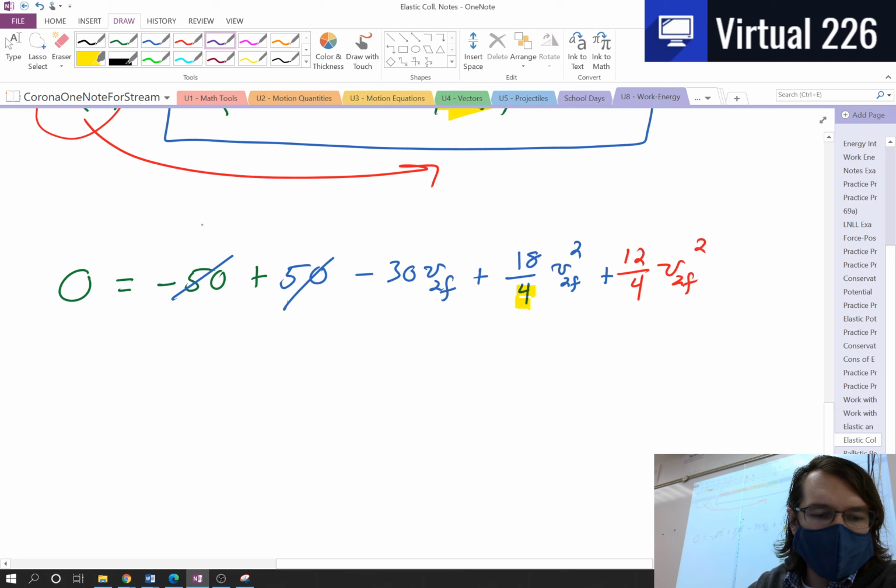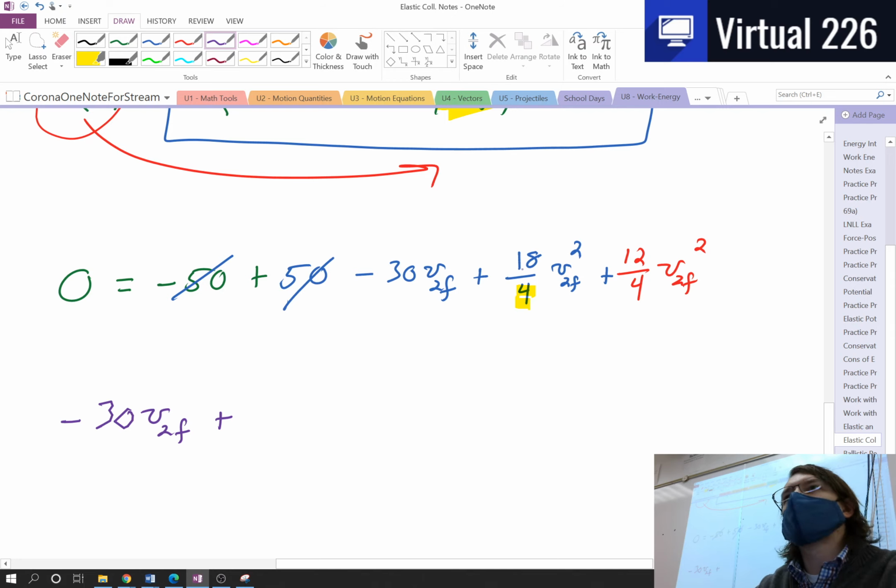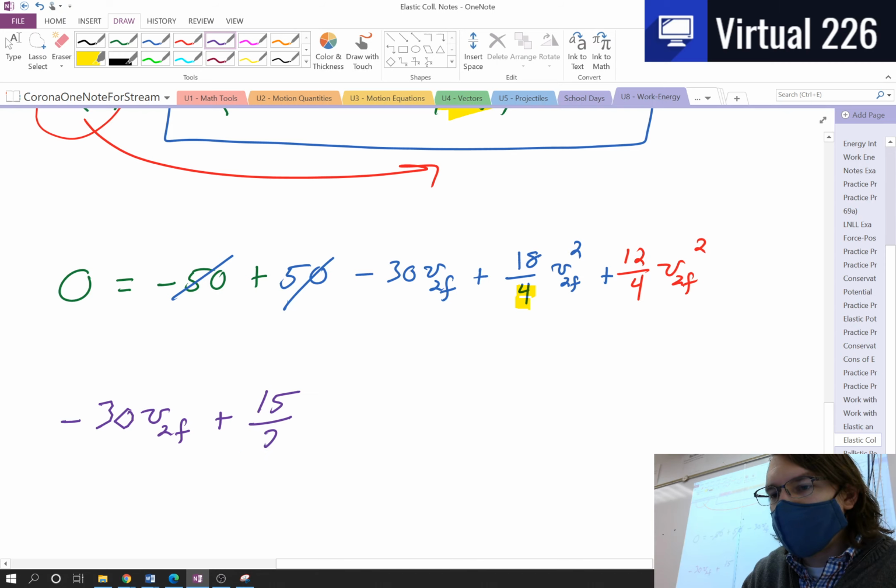Now, when we look at this, we're going to get the following. I'm going to write it so that the 0 pops on the other side. I've got negative 30 V2F plus 18 over 4 plus 12 over 4 is going to be 30 over 4. 30 over 4 is like 15 over 2. So we can say 15 over 2 V2F squared, and this equals 0.